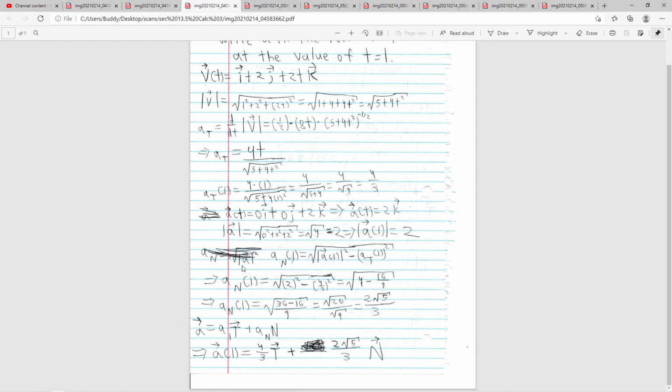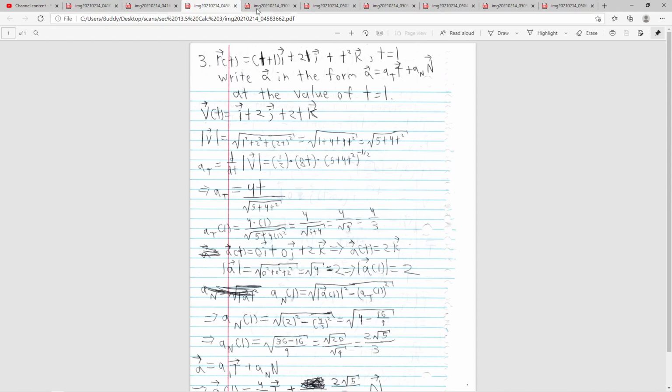Then the acceleration vector is written as a_T T plus a_N N, and N was a vector. When you draw these arrows, sometimes you might miss one. Regardless, acceleration at 1 is equal to 4/3 T plus 2 square root of 5 divided by 3 N. And that's how you get it. Writing acceleration like this is not the hardest if you remember the formulas.